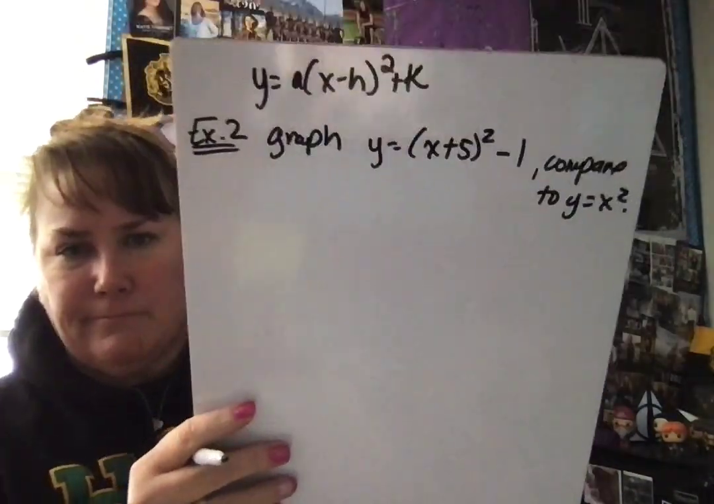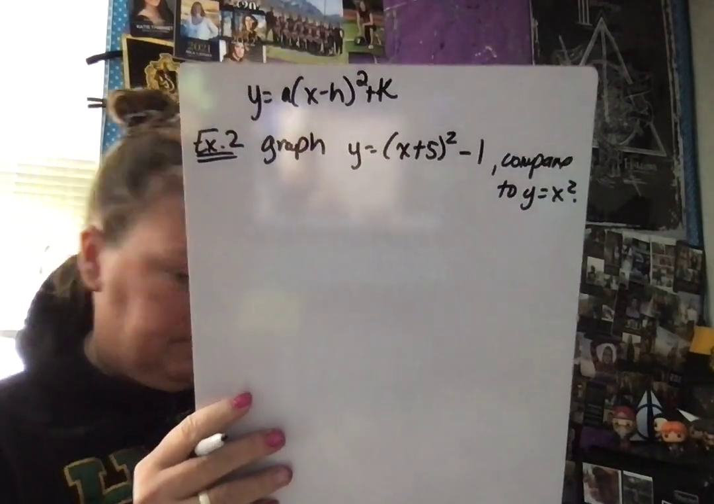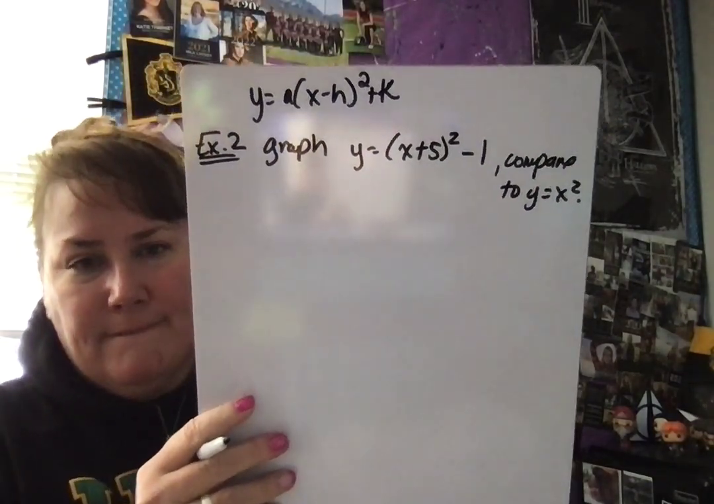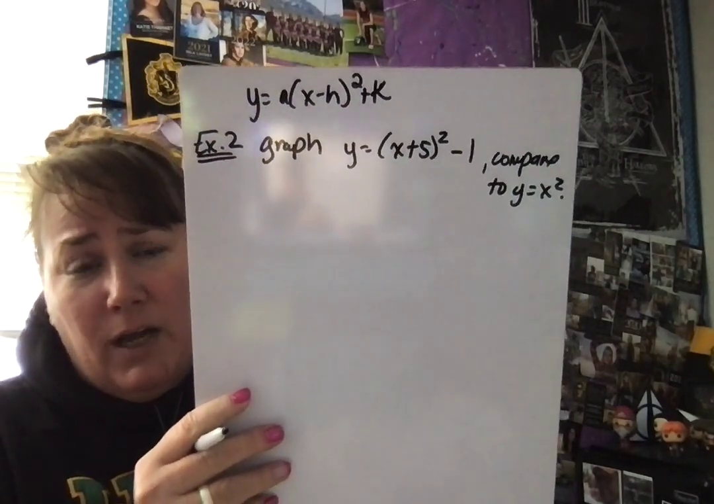Example 2 is graph, so we're just going to add the different pieces of the function in our vertex form. So now we have y equals the quantity x plus 5 squared minus 1. And of course, compare to y equals x squared. You don't need to recopy that. I just rewrote it. So now on this, the difference between example 1 and example 2 is they now have a k.